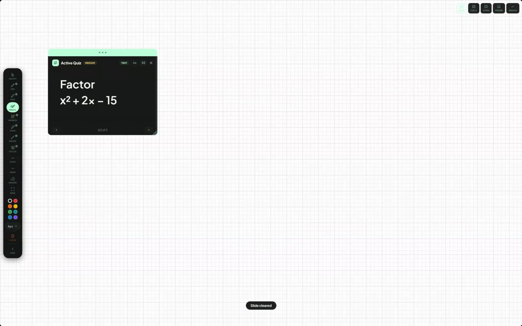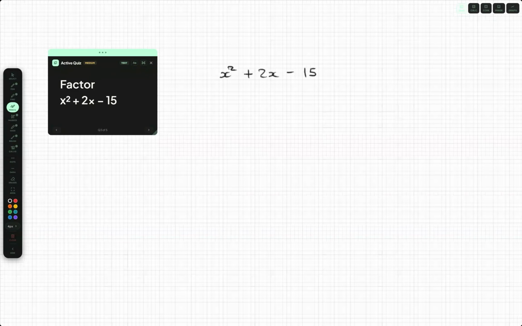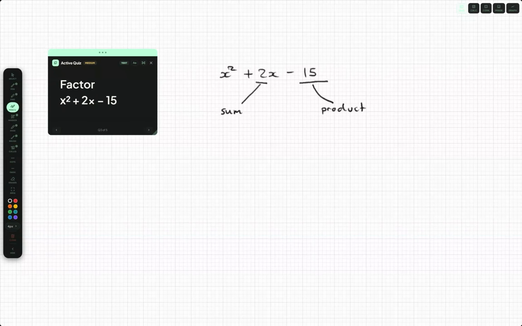Let's try another one. Okay, x squared plus 2x minus 15. So we're looking for two numbers that sum to 2, but when we multiply them, they get -15. Now, how are we going to get a negative result for multiplication? If we have two of the same sign, either positive or negative signs multiplied, they become a positive number. So this can only happen if one of our values is positive and the other one is negative.